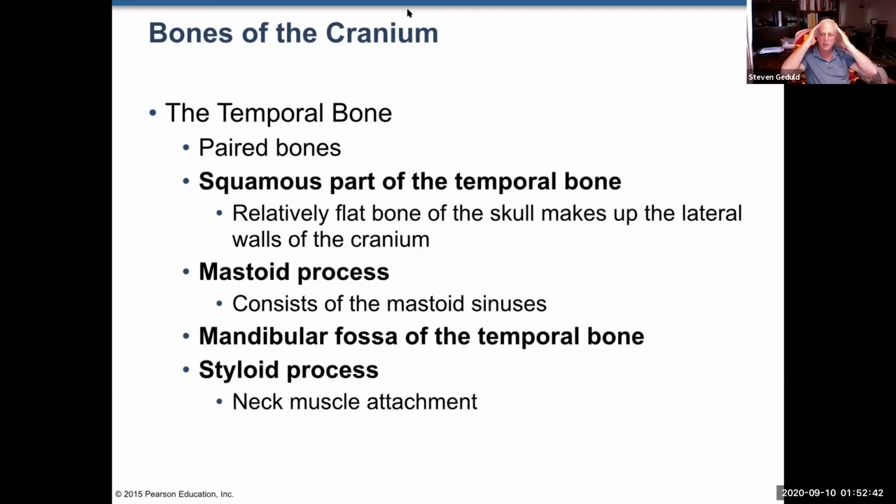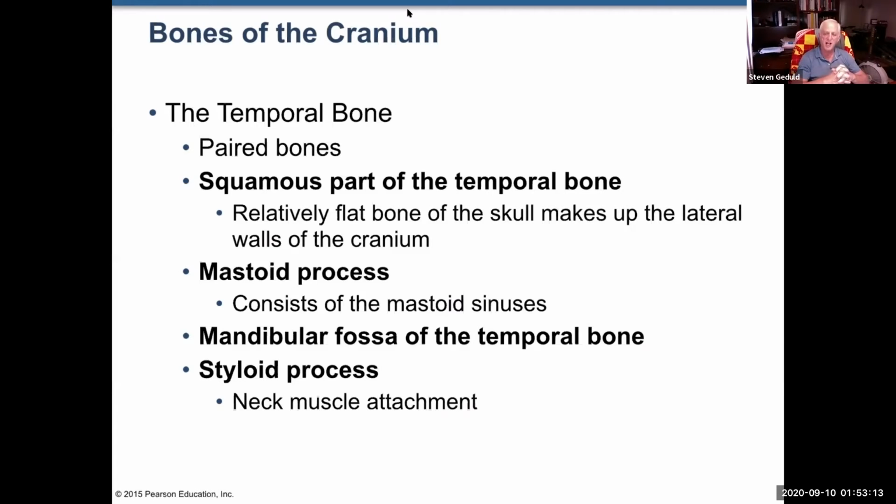These sides here, this is your parietal bones. You have the mastoid process. Like I said, the mastoid process sits just posterior to the external acoustic meatus. And it's made up of a honeycomb appearance that gives light weight to the skull. It's an air sinus. You have the mandibular fossa of the temporal bone. That's where the mandible fits into the temporal bone. That allows your jaw to open and close, allows you to chew, allows you to talk.